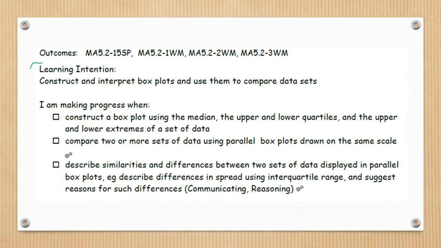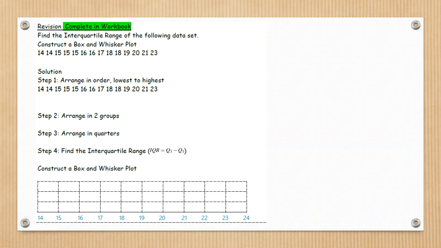Our learning intention is to construct and interpret box plots and use them to compare data sets. And we want to be able to do these 3 things by the end of the lesson.